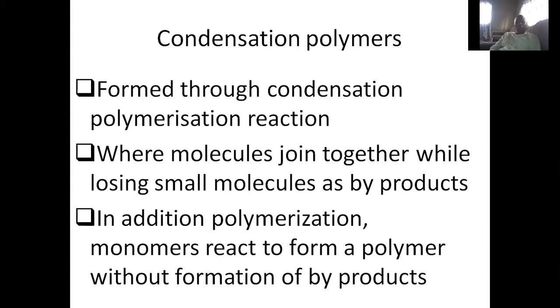And in addition polymerization, monomers react to form a polymer without the formation of other byproducts, because you just join the same monomers to form a large chain, which is a polymer. While in condensation polymerization, you remove the small molecules, and so you form a polymer as well as that small molecule that was being removed.